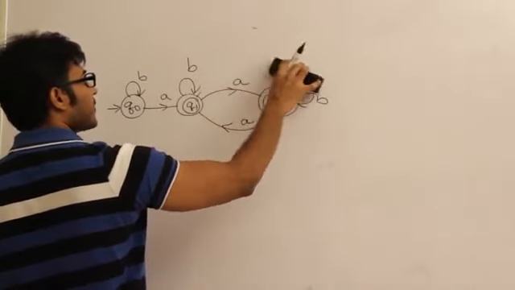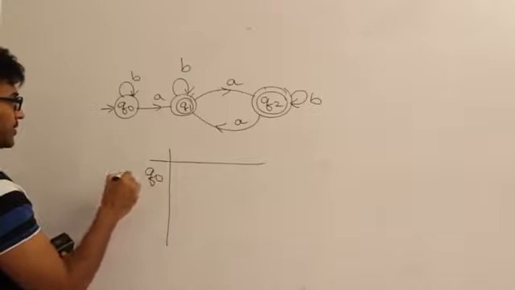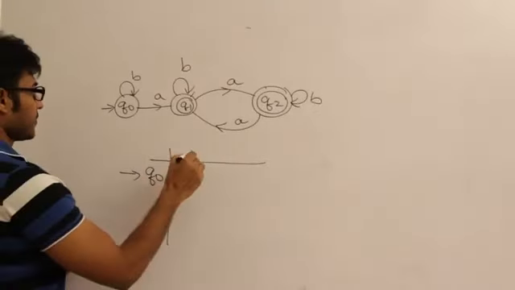Okay, so this is the diagram. Now for the resulting diagram, you just give the transition table. See, transition table is easy. If you can do it directly, yes, go ahead. But I am used to the transition diagram.